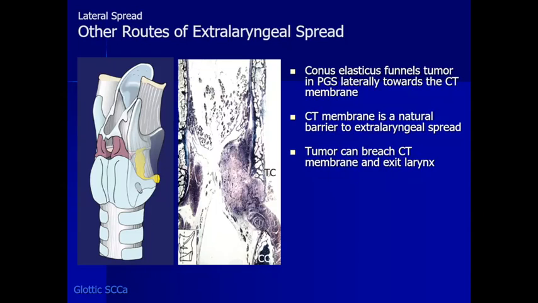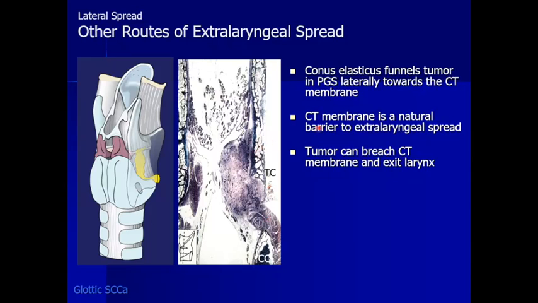How do we get extralaryngeal spread of tumor? Well, there are other routes. Remember I talked about the conus elasticus that goes from the medial cord to the inner aspect of the cricoid cartilage, that it directs tumors deep. And as tumors are directed deep and laterally, we have the cricothyroid membrane that stops tumors from going extralaryngeal.